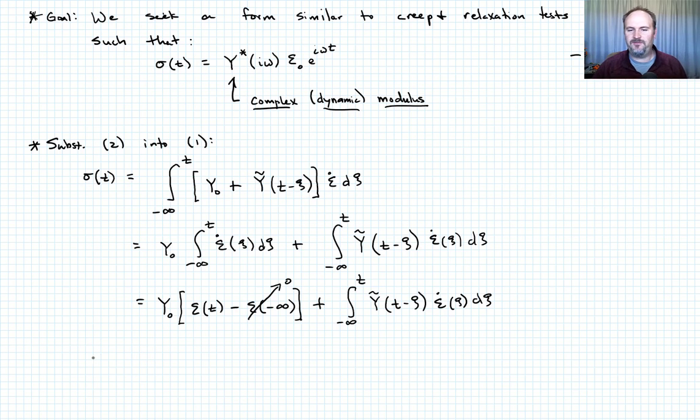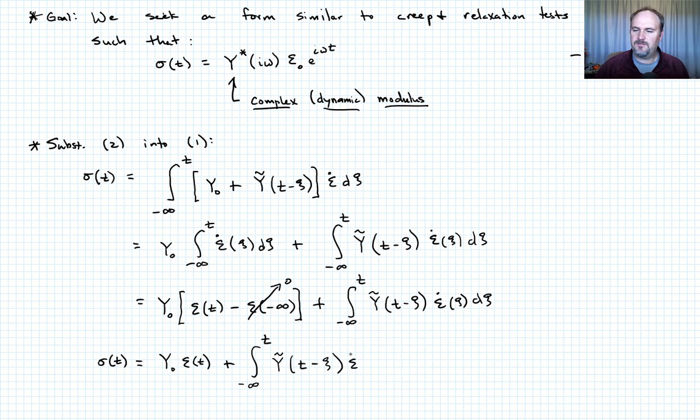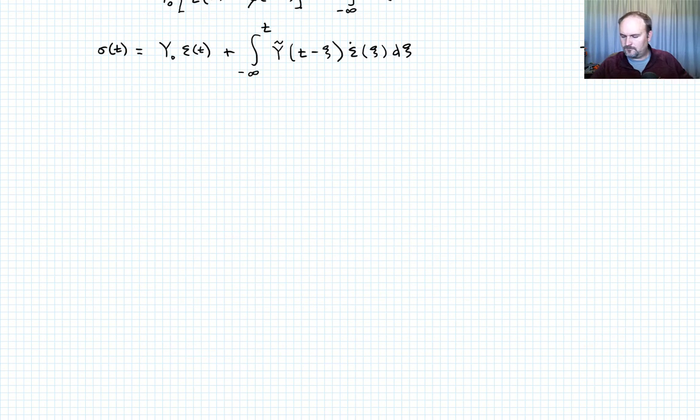Okay, and we're left with sigma as a function of t is equal to Y naught epsilon of t plus the integral from negative infinity to t of Y tilde of t minus xi epsilon dot of xi d xi. Okay, let's call that equation 5. Okay, now let's substitute our harmonic strain function into equation 5. Okay, so substitute 3 into 5.